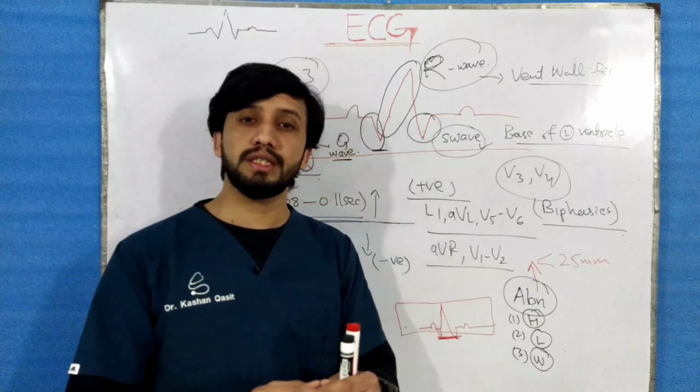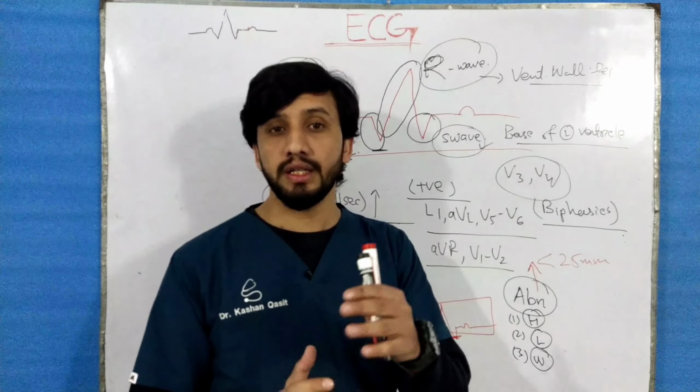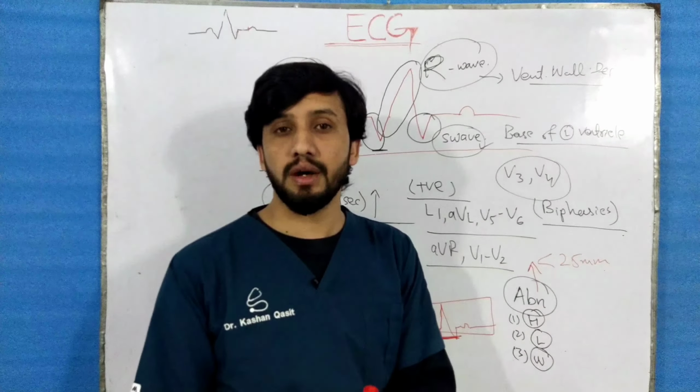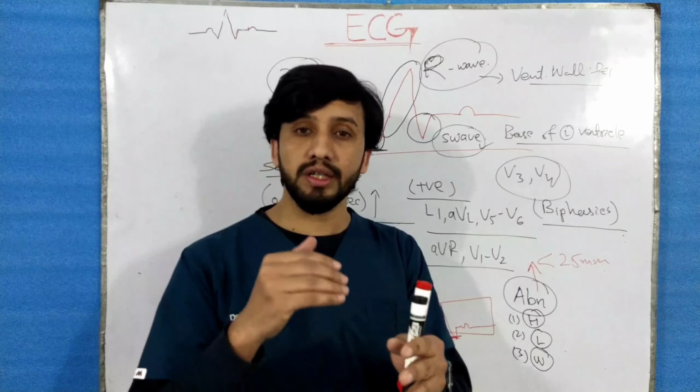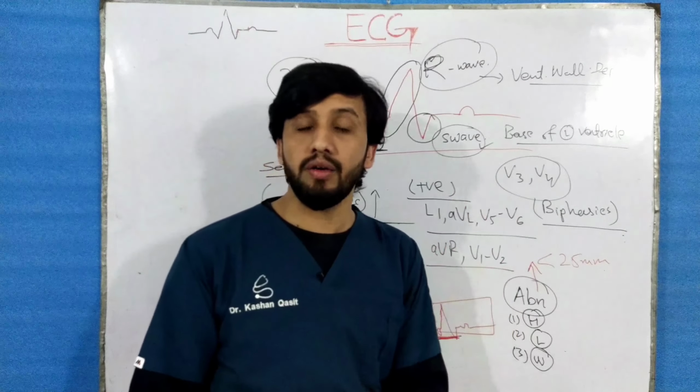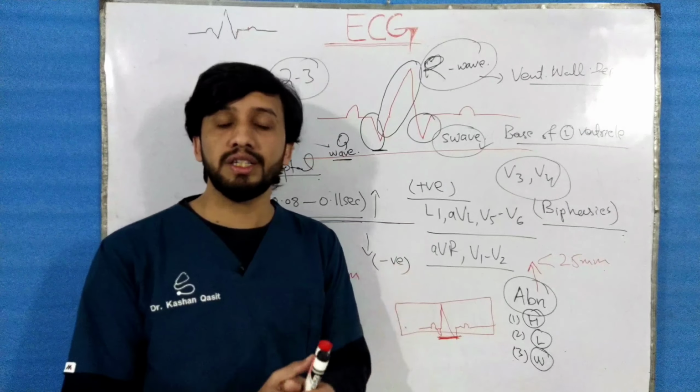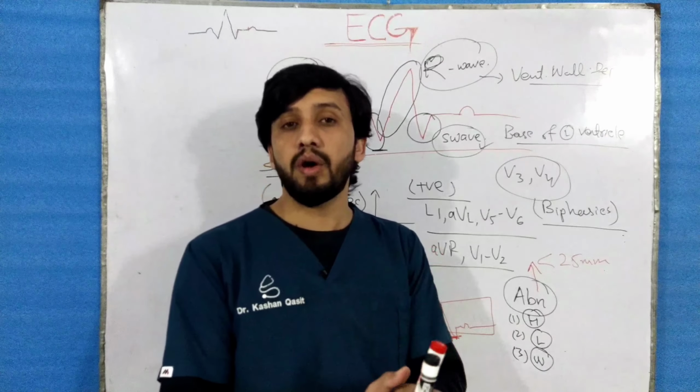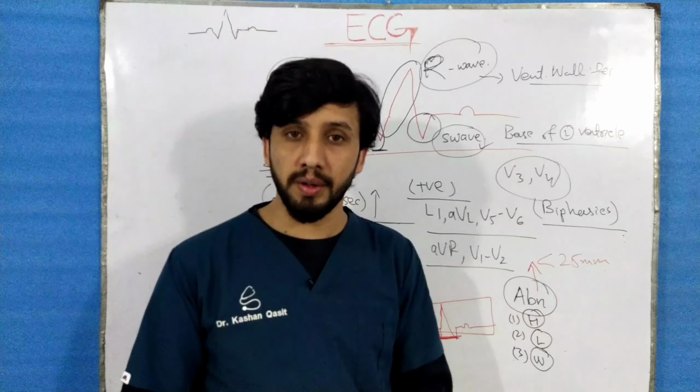Until now, we have discussed the basics of QRS complex. In the next part of the video, we are going to discuss about the abnormalities and what are the causes of these abnormalities, and what are the different clinical conditions in which you will see the abnormal QRS complex on an ECG paper.